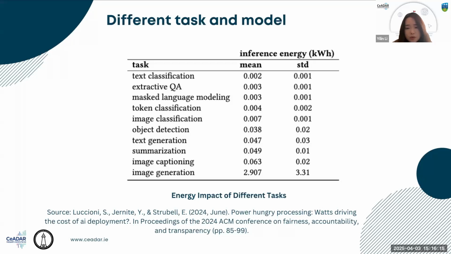So one reason for this is the amount of output generated. For example, masked language modeling only predicts one token, but text generation might create a whole sentence, which takes much more processing. So when we think about sustainable AI, it's not just about the model, it's also about what the model is doing. Yeah, we need to select the most suitable task.